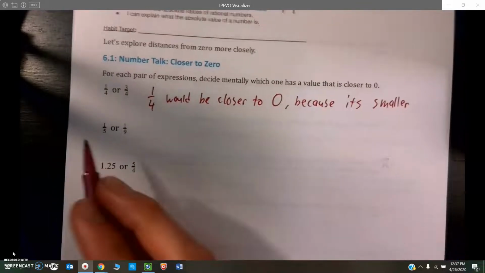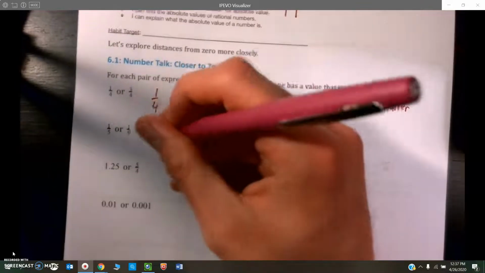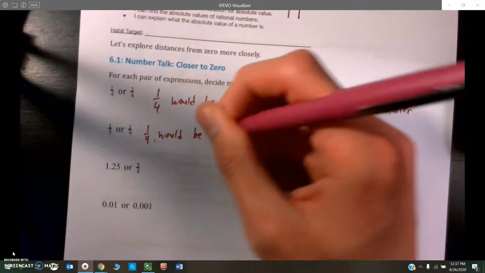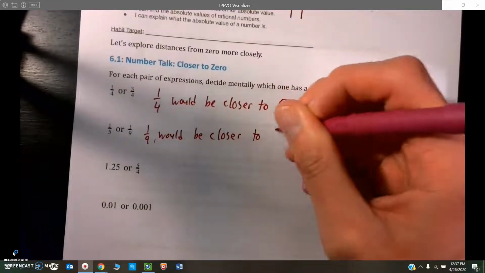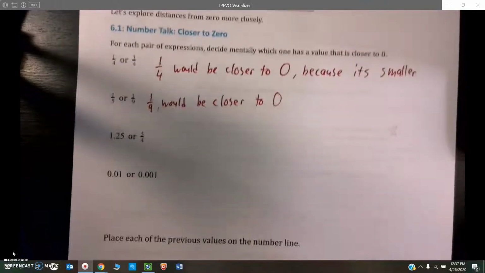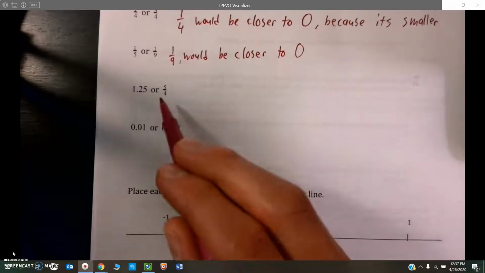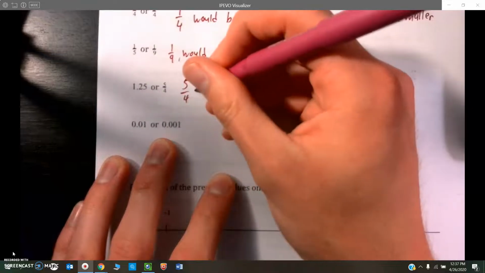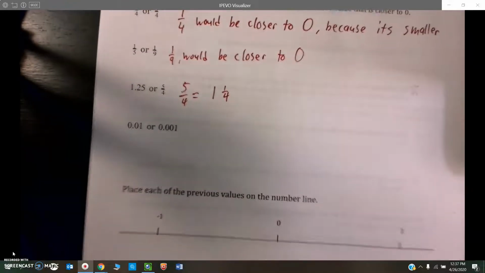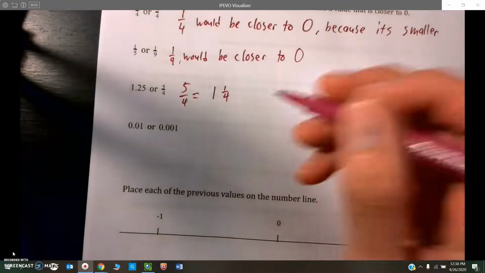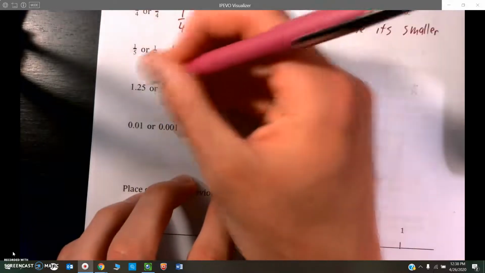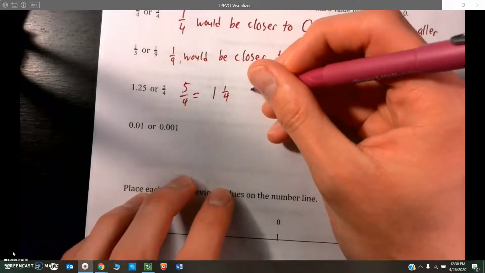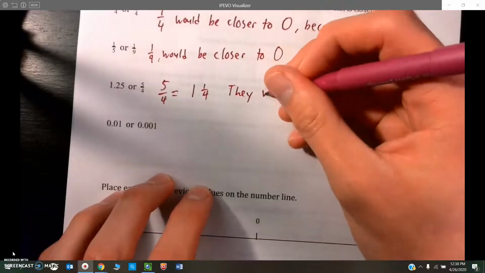Using that same logic, 1/5 or 1/9? 1/9 would be closer, for the same reason, because it's smaller than 1/5. Next, 1 25/100 and 5/4. I know 5/4 is an improper fraction, and as a mixed number that would be 1 1/4. And I also know that 25/100 is also 1/4. So these are actually equivalent numbers, so they would be an equal distance from 0.